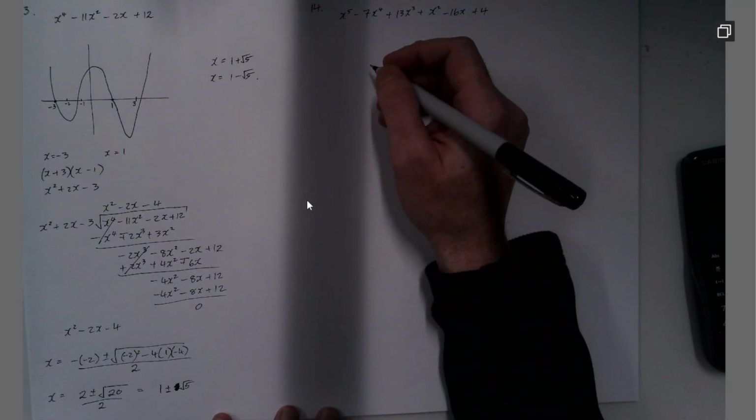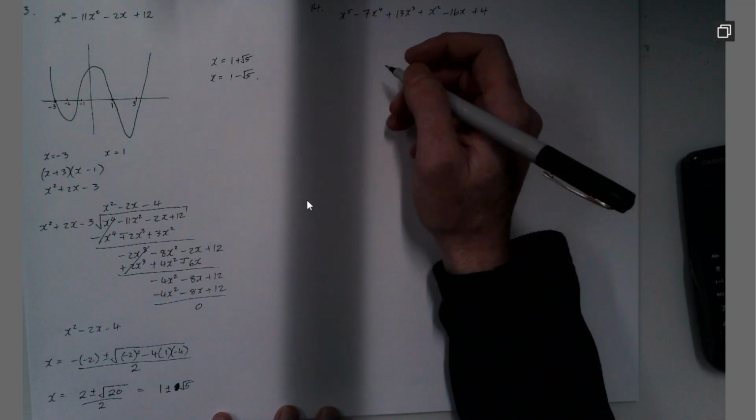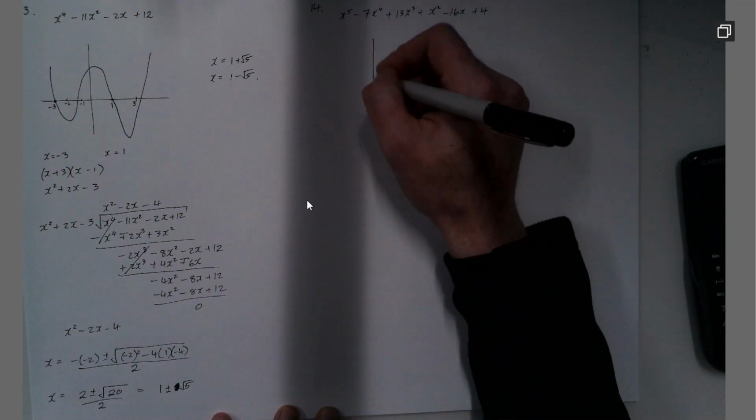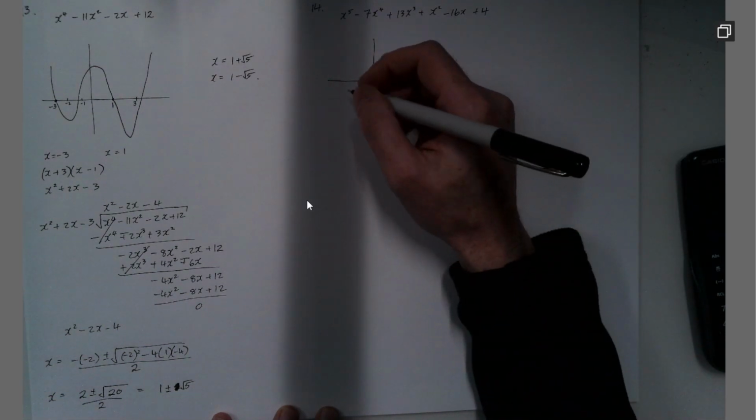The curve y equals f of x is shown below. Find the two non-integer solutions of the equation. Now, on the graph, we can pick off the integer roots.